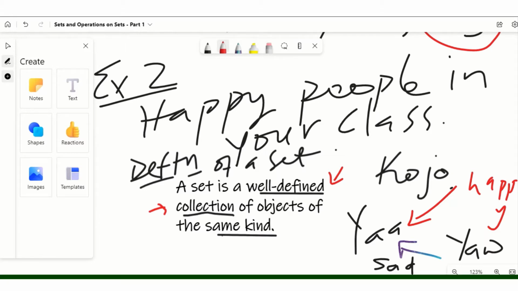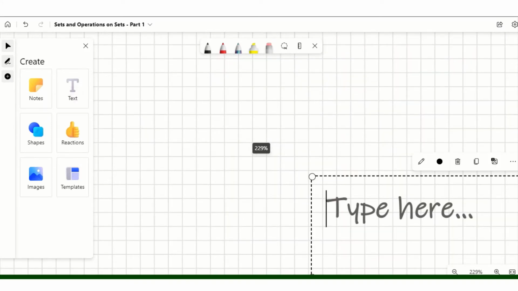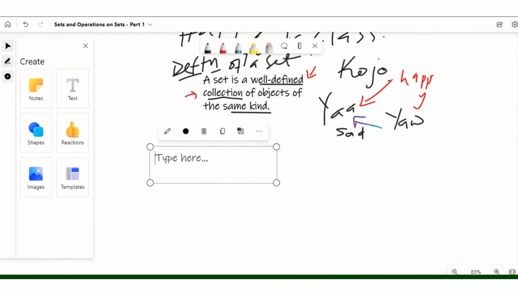All right, let's go to the notation. So set notation. This is our second topic that we'll be addressing today. Set notation.